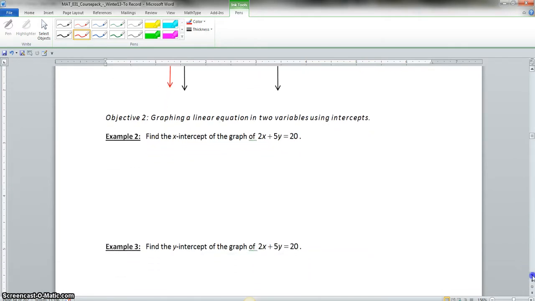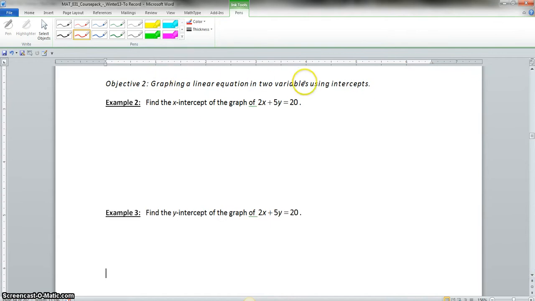Okay, objective 2. It says graphing a linear equation in two variables using intercepts. Find the x-intercept of the graph of 2x plus 5y equals 20. So we know in order to find the x-intercept, that is when y is 0. So we go through and substitute for y and then solve for x. So we would substitute in 0 for y. So we have 2x plus 5 times 0 equals 20. Now we know 5 times 0 is 0, plus 2x is 2x.